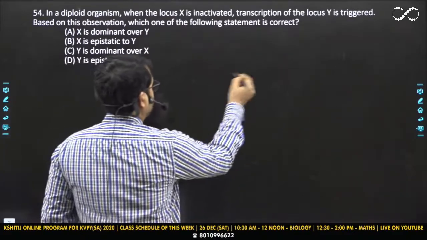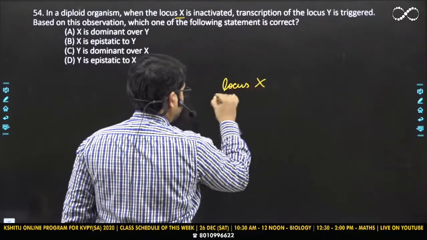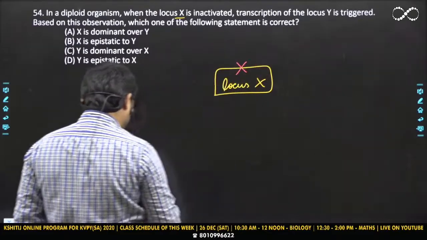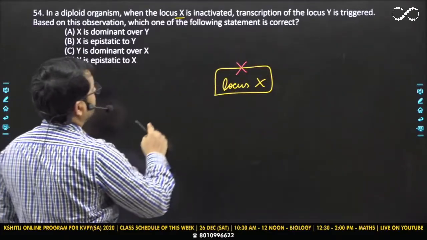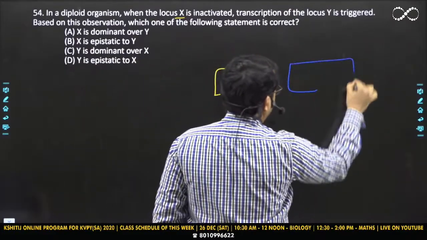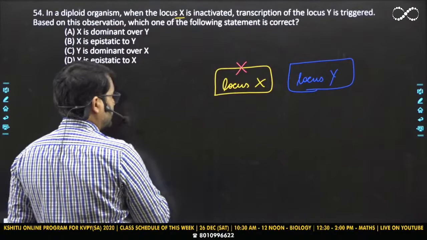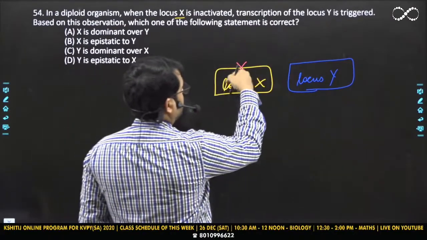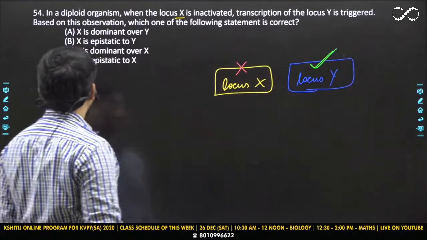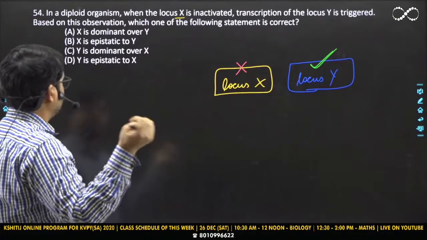So let me draw. We are talking about a locus X, and when it is inactivated, I'm putting a cross sign on it, then transcription of locus Y is triggered. So we have another locus Y. When X is inactivated, locus Y is triggered. Based on this observation, which one of the following statements is correct?